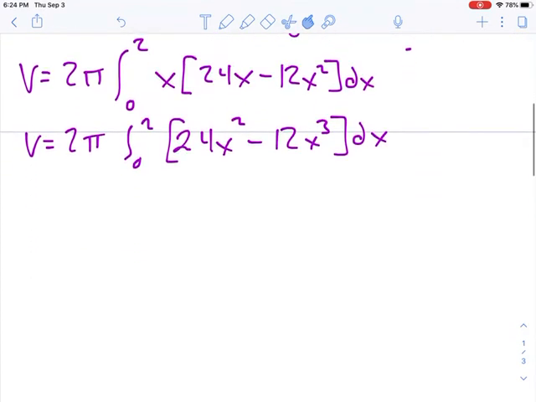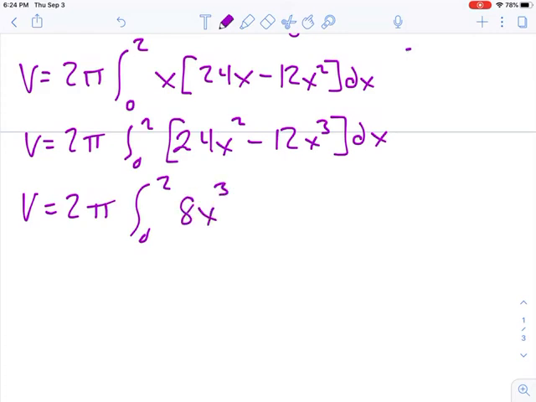I'm sure we can probably do it from here, but I'll just go through and do a couple more steps. So the integral from 0 to 2: 24x cubed divided by 3 is 8x cubed, and 12x to the fourth divided by 4 is 3x to the fourth, evaluated from 0 to 2. And so the rest of this now is just arithmetic.